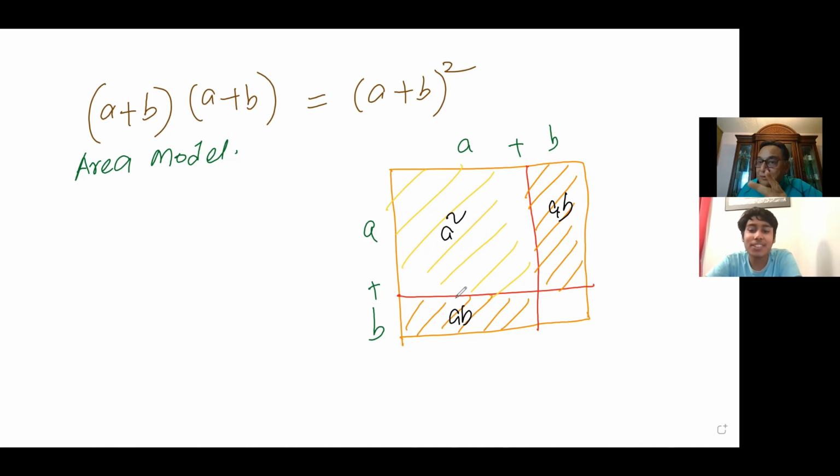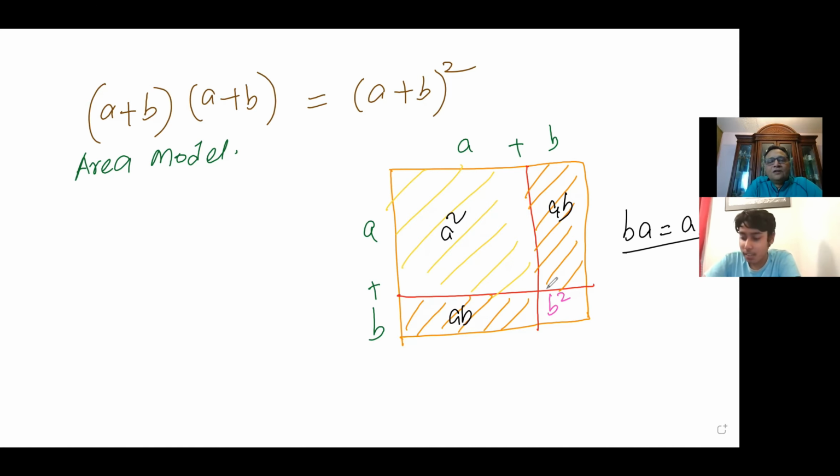Is that okay? I'm not writing BA, sorry, sir. No, I thought you were pointing at the last one, right? That is why. BA, no, that's okay. I understood. BA is the same as AB, correct? Therefore, I will write AB in alphabetical order. And then the last square, B times B is B squared, correct?